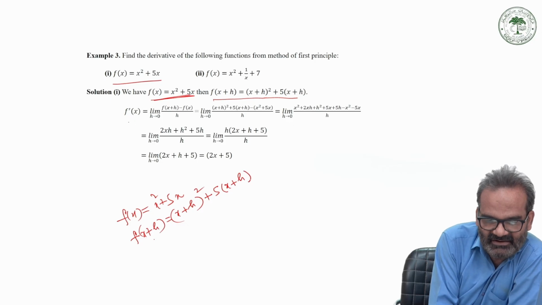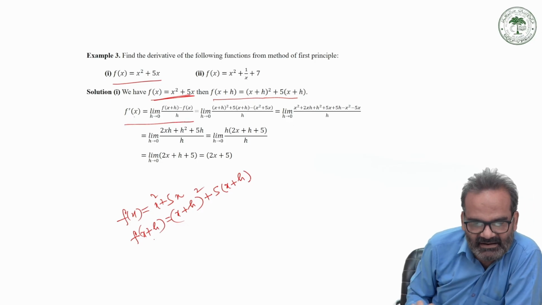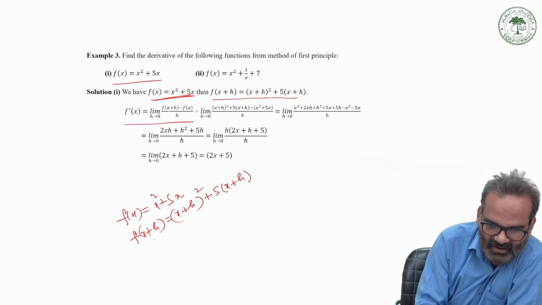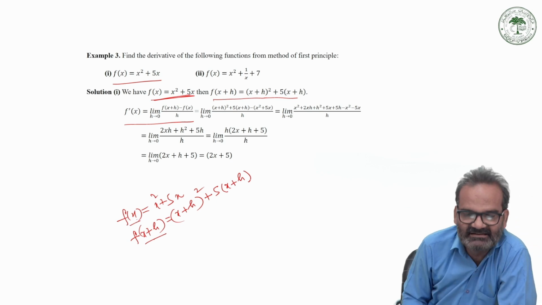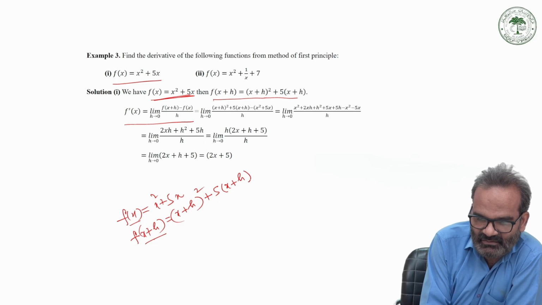Now, by the definition of the derivative, f dash x is equal to, we know that, limit h tends to 0, f of x plus h minus f of x divided by h. Put the value of f of x plus h and the value of f of x and then simplify it. Limit h tends to 0, this is the value of f of x plus h minus this is the value of f of x, divided by h.